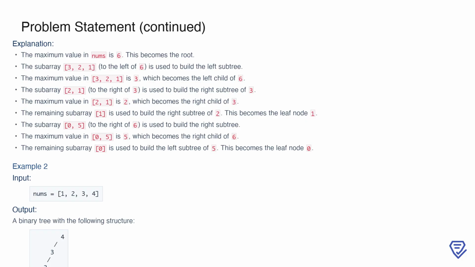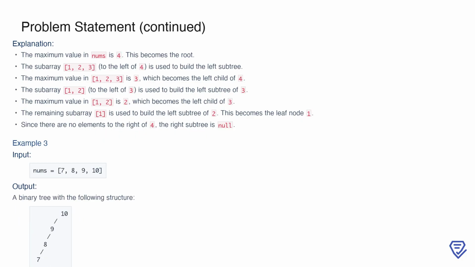On the right side of the root, the subarray 0, 5 is used to build the right subtree. The maximum value 5 becomes the right child of 6, and the remaining element 0 becomes the left child of 5. This recursive process ensures that the tree is constructed according to the rules.